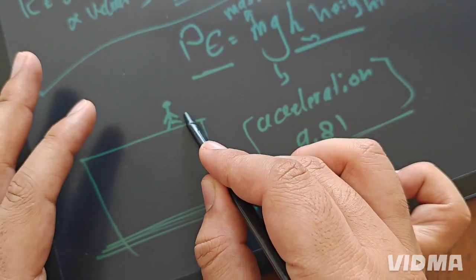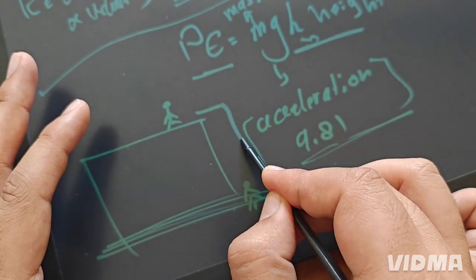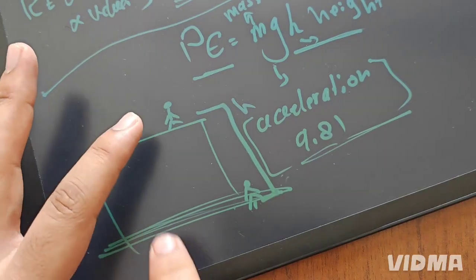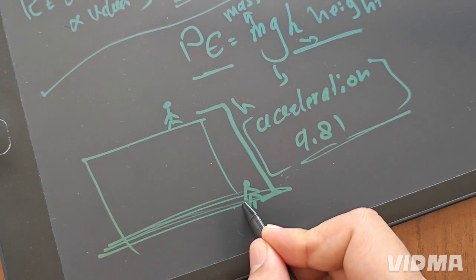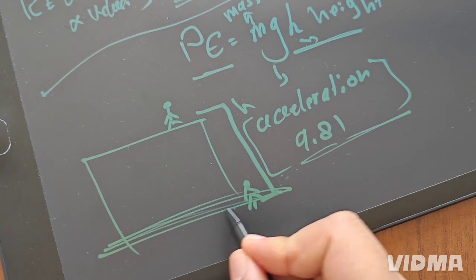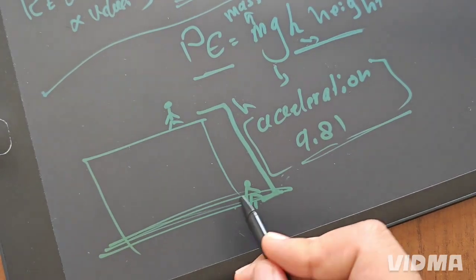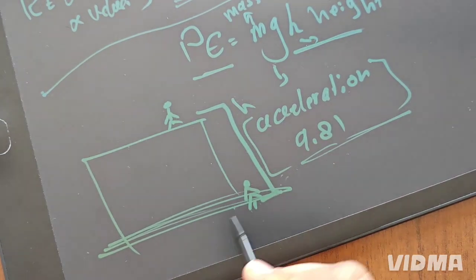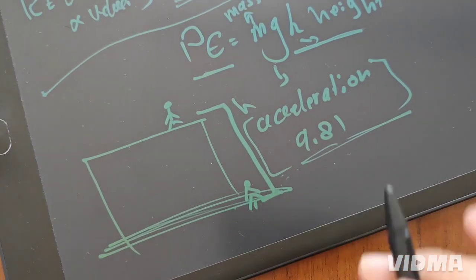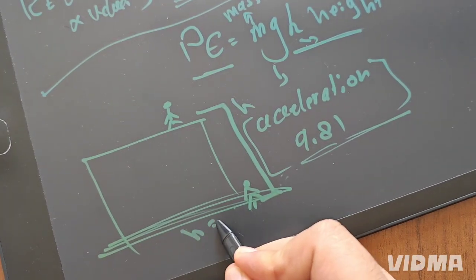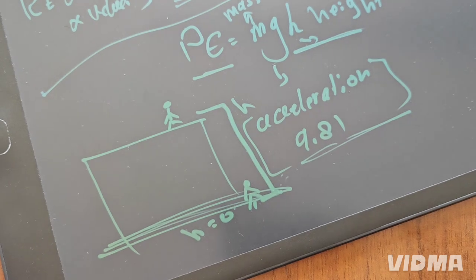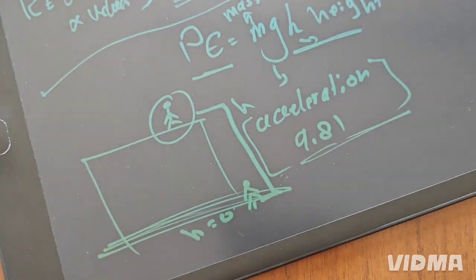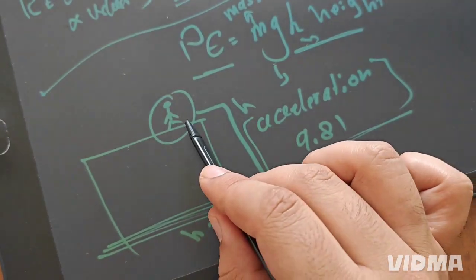Compare the person and the height. This person has a height, and this is called h. This is the height of this person. But this person staying at the bottom of the tower, on the ground, doesn't have any h, so the h here is 0. Which one of them has more potential energy? Actually, the person at the top of the tower, because this person has h.